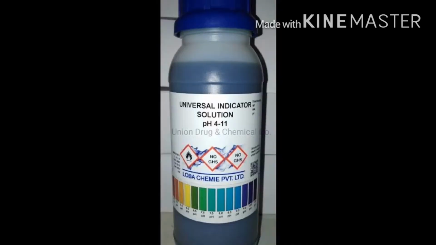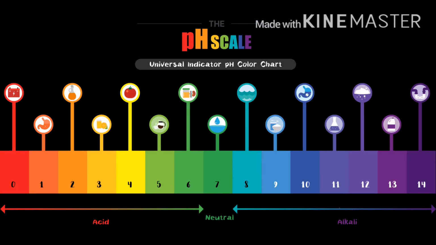Now there are several such indicators made for this. One is the universal indicator, obtained by mixing many synthetic dyes, a drop of which is dropped into acids or basic substances, and you obtain a certain color, and this is compared with the pH scale. Now you have your pH scale. At times the pH scale is already printed on the bottle of universal indicator.